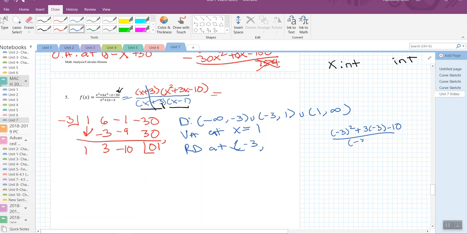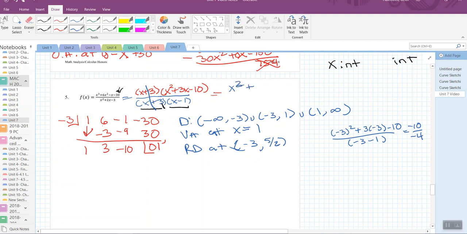And it's negative 3 minus 1. So notice it's 9 plus negative 9 cancels out. So it's negative 10 over negative 4. So it's positive 5 halves. That's our removable discontinuity.